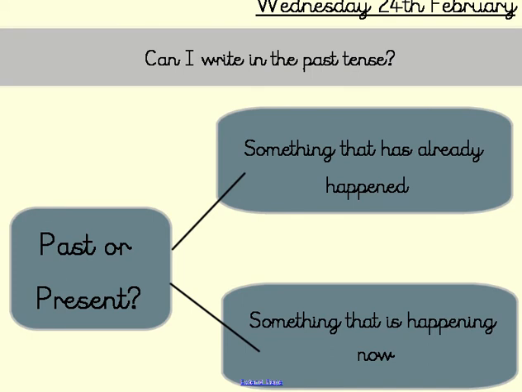So, yesterday I went for a walk, or yesterday I walked to the park. The present tense means something that's happening right now. Okay, so I'm walking to the park, or I walk to the park. There's a slight difference there, but it's really important when we're telling our stories because we want to tell our stories in the past tense.